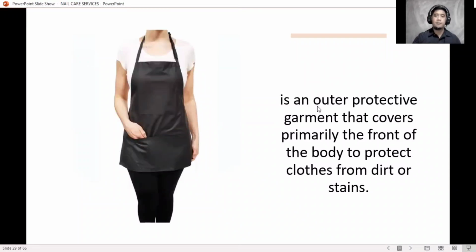Next, we have this, an outer protective garment that covers primarily the front of the body to protect our clothes from dirt or stain. And I believe you already know this one. This black one, we call this an apron. Okay, so don't just use it in nail care services, but also we use it in baking and cooking.